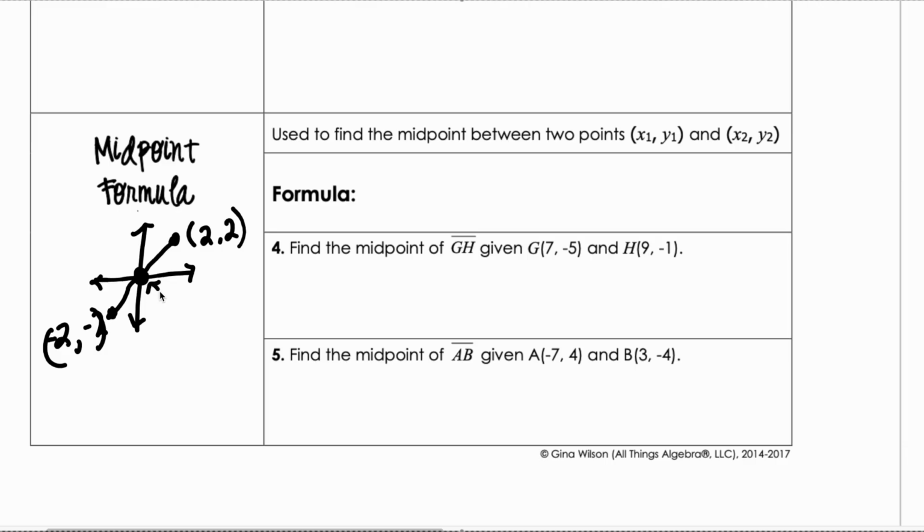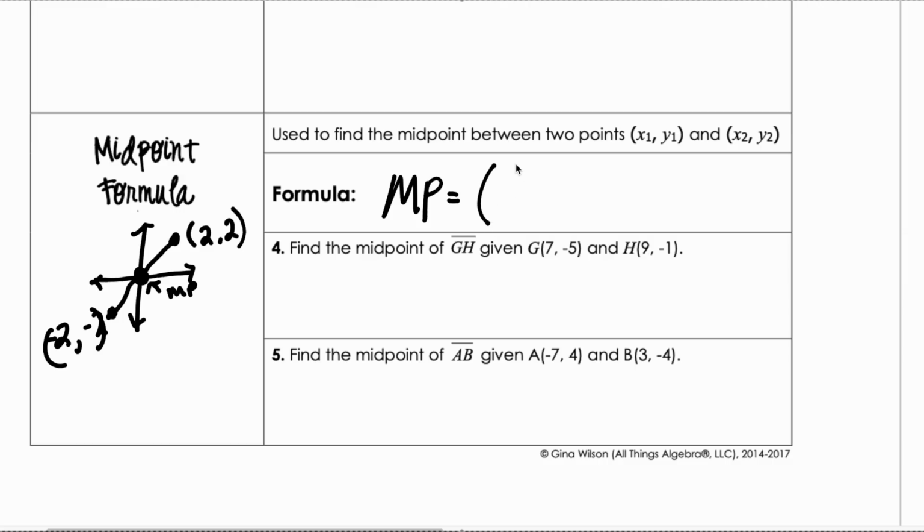I know it's going to be 0, comma 0. Okay, but we can use the midpoint formula for harder problems. So for something like this, let's go ahead and give you that formula.